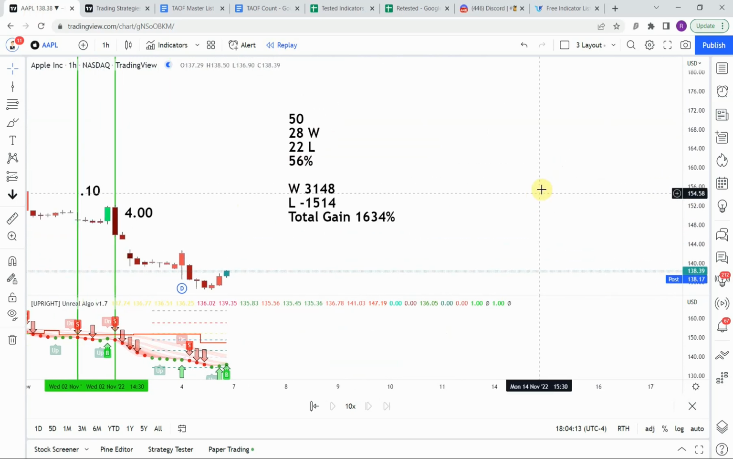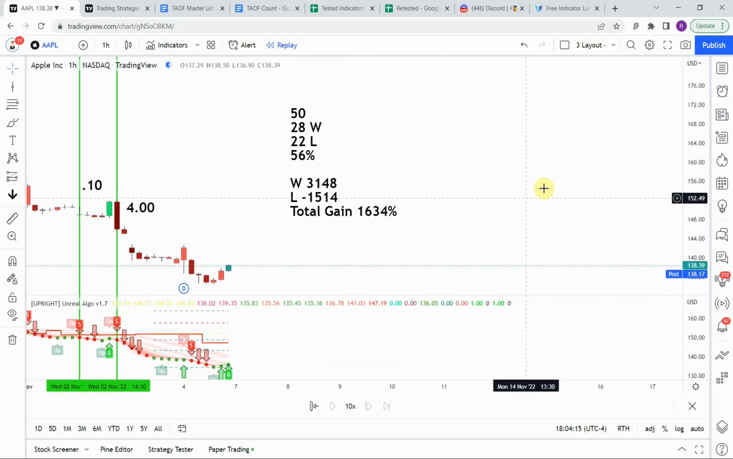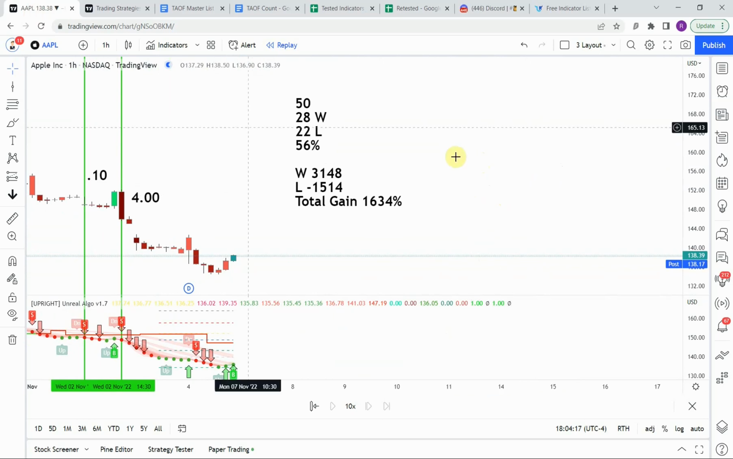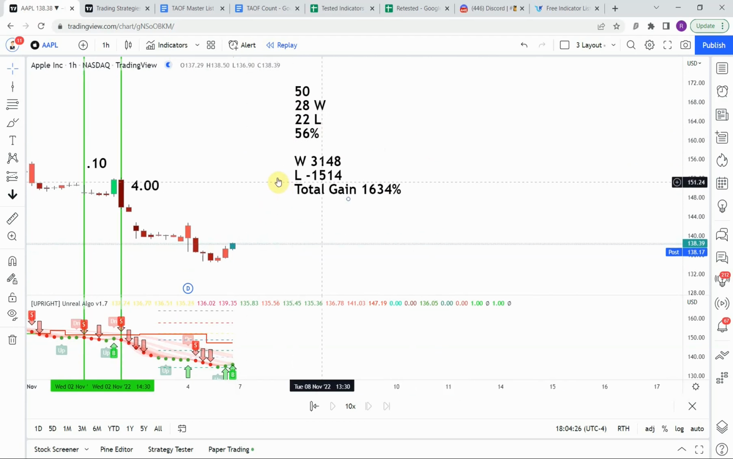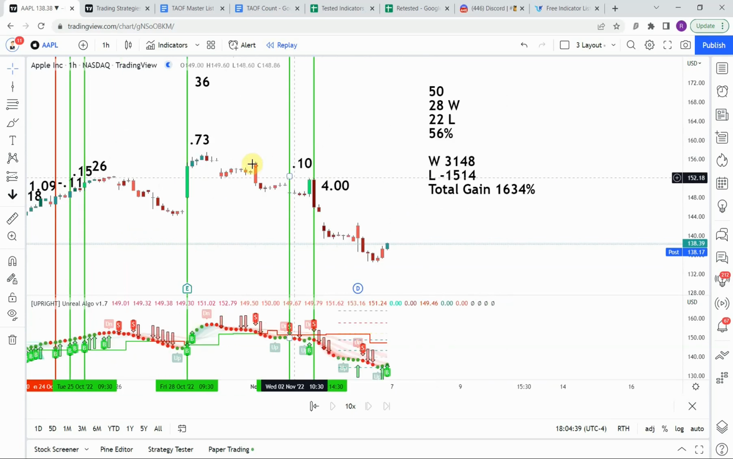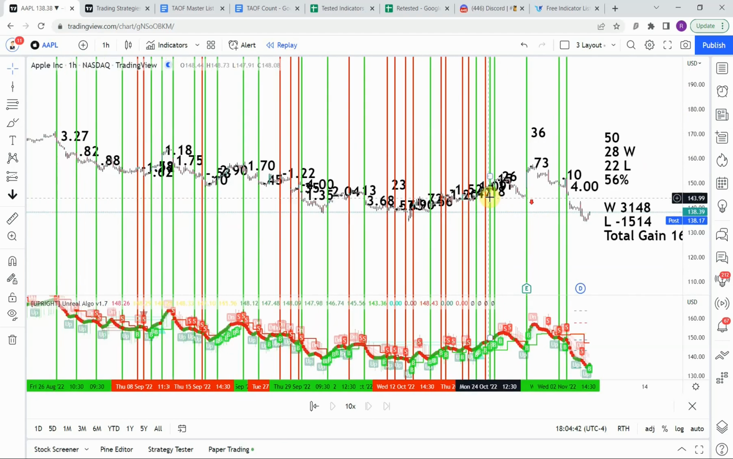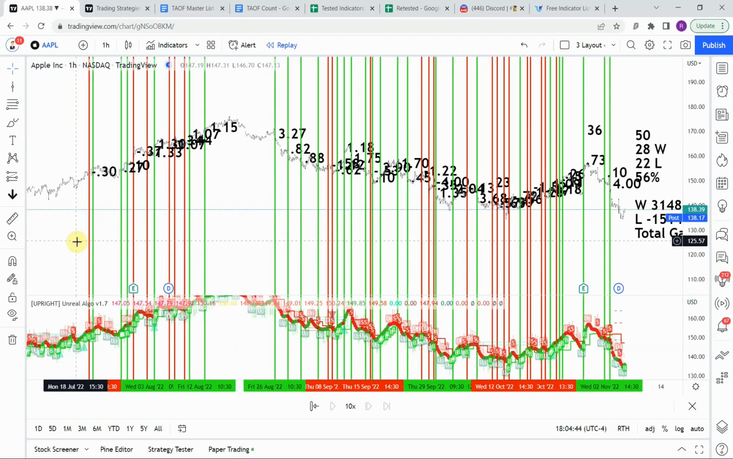The win rate is not too horrible. The main thing is that the majority of the winning trades were really good, and the losing trades we kept really small. Altogether on the winning side, we were able to get 3,148%, and on the losing side, we had a drawdown of 1,514%. That puts us at a total gain of 1,634%.